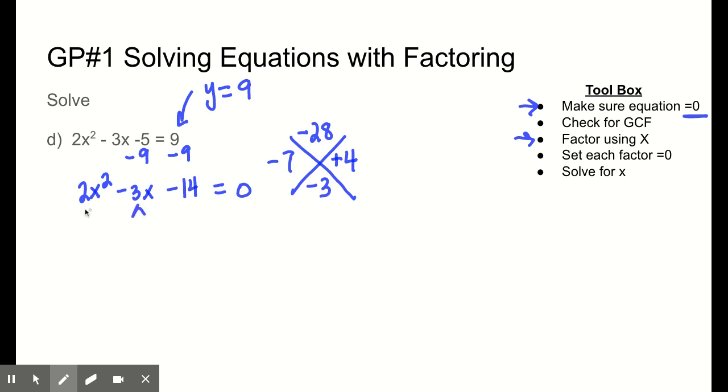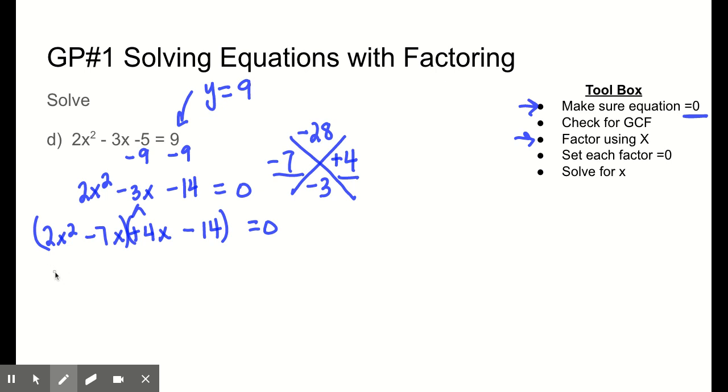Go ahead and split our middle term. First term stays the same. Middle term becomes negative 7 and positive 4. And our last term stays the same. Group your terms into two groups. Take out the GCF from each group.